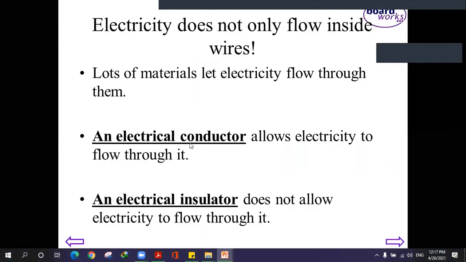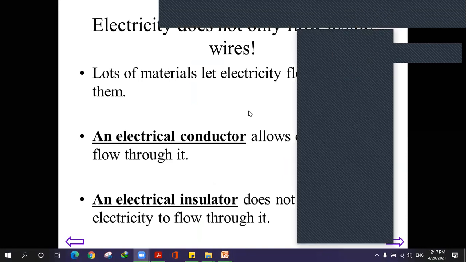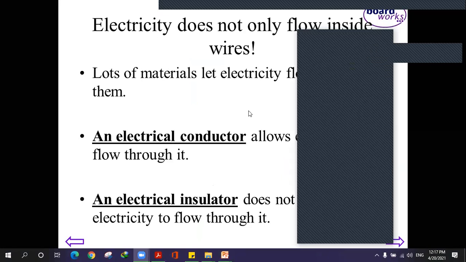Yes. Okay, so again, what is an electric conductor? It allows electricity to flow through it, while an electric insulator does not allow electricity to flow through it. Can you give me examples of conductors? Iron, copper, nail, water with salt. Yes, well done.